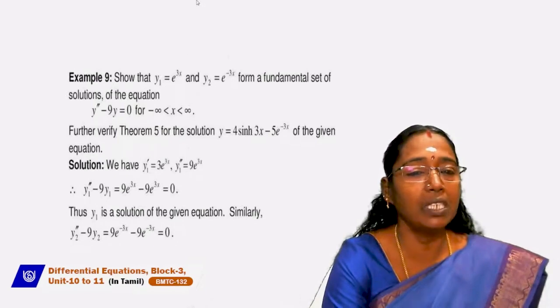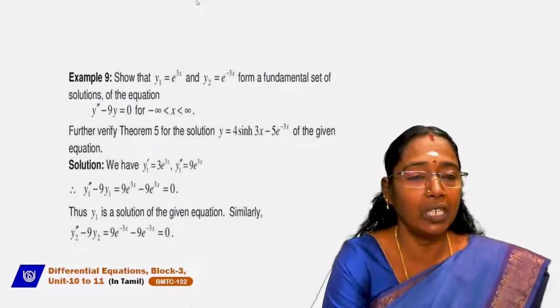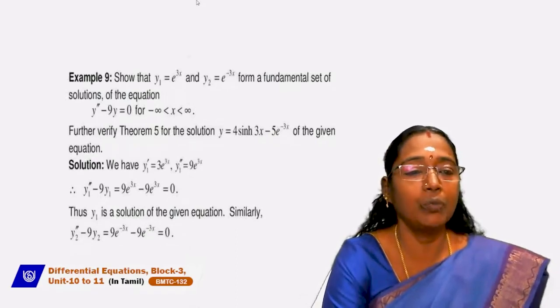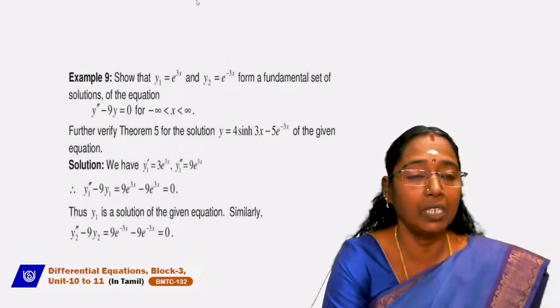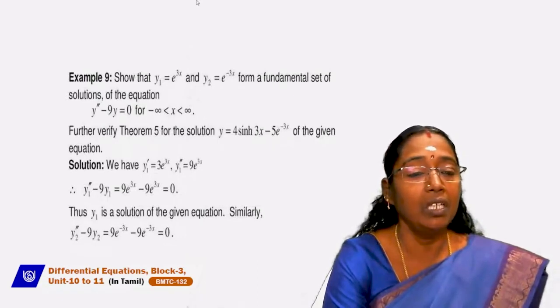And then y1 triple dash, that is 9 into 3, that is 27 e power 3x. So you substitute in the given differential equation and check whether y1 dash, y1 double dash, y1 triple dash satisfy the given equation, namely y triple dash minus 9y double dash minus 9y equal to 0. If y1 satisfies the given differential equation, then y1 is a solution of the given differential equation.